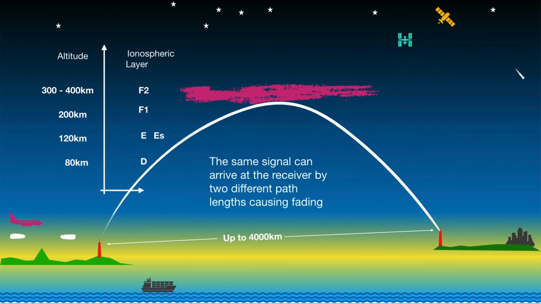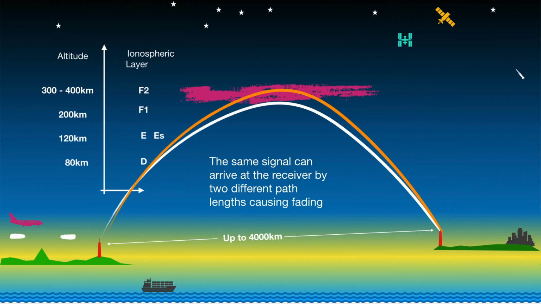But the same signal can arrive at the receiver by two different path lengths, and this will cause fading. Here we can see that at a different moment in time, the same signal might be diffracted by two clouds of gas that have slightly different densities. And so the path length for the white signal and the yellow signal can be slightly different. And this will result in slightly different phases which will either reinforce or cancel at the receiving station.